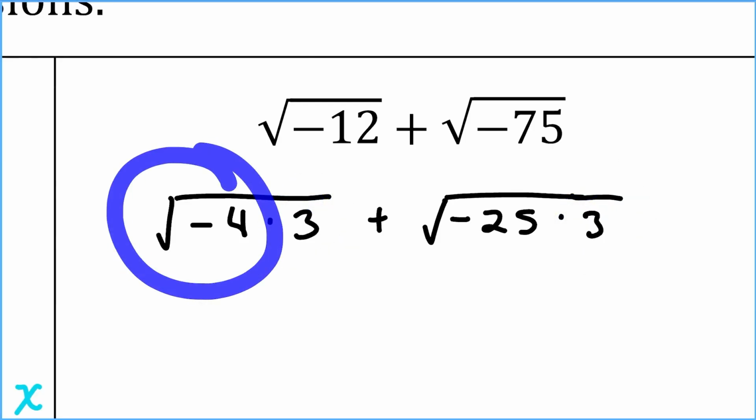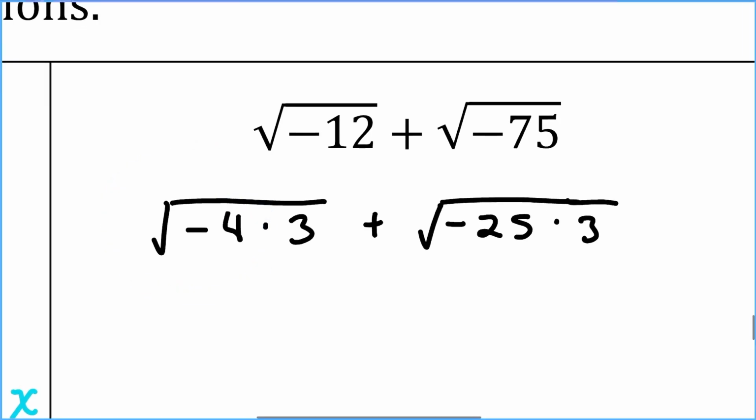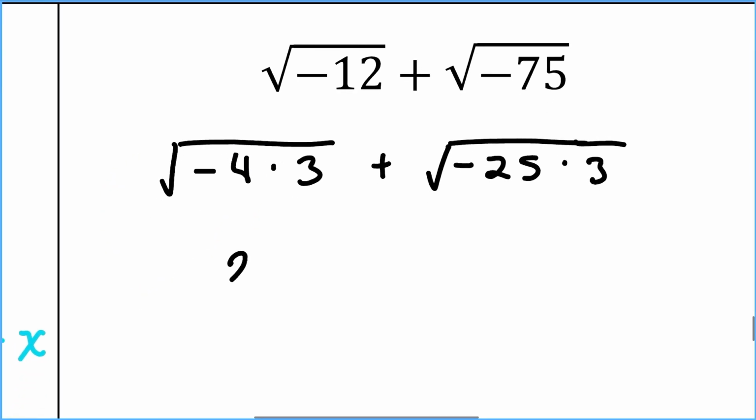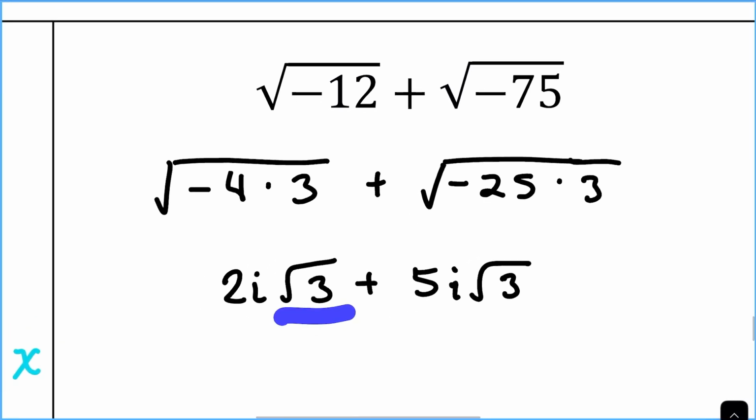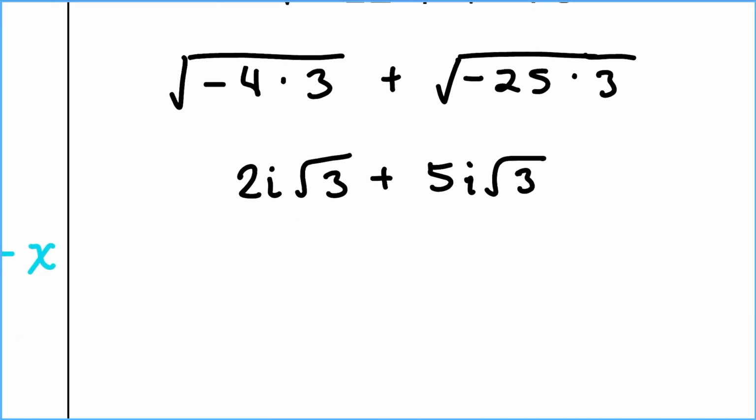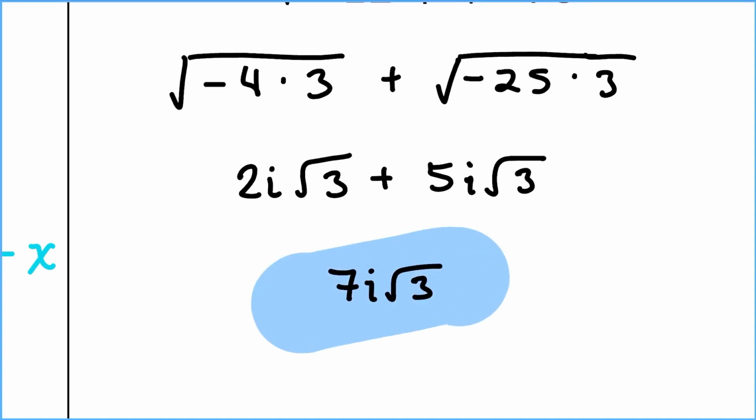What's the square root of negative 4? The square root of negative 4 is going to be 2i, and then root 3, plus the square root of negative 25 is 5i, and then we leave behind the root 3. Now this is good because they both have root 3s. You need this. In a sense, you are combining like terms. 2i plus 5i is 7i, and then you tag on the root 3. 7i root 3 is the answer there.